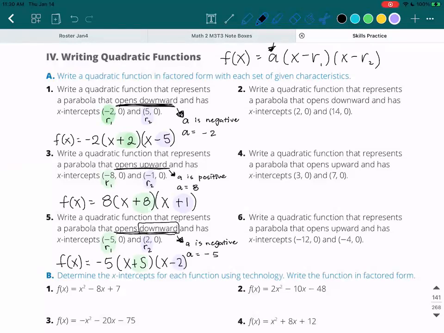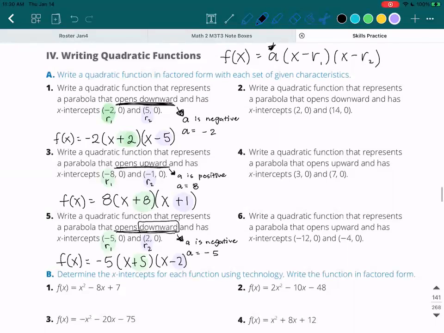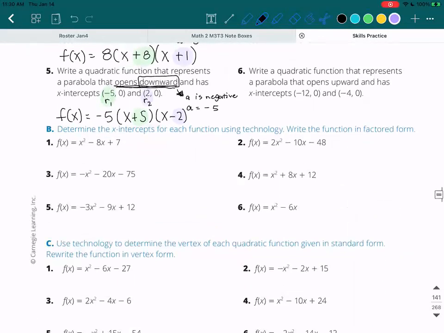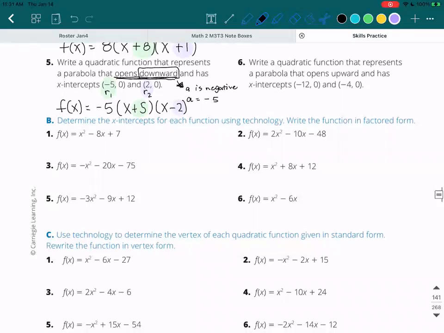I'm gonna pause the video. Okay, so that was section A. Let's scroll down to section B. So section B says determine the x-intercepts for each function using technology. So that means we're gonna go to desmos.com. Okay, I'll write out desmos.com just in case you forgot what the website was.